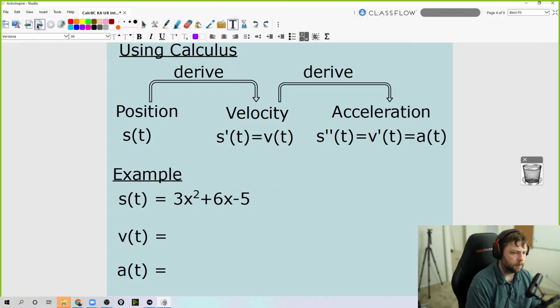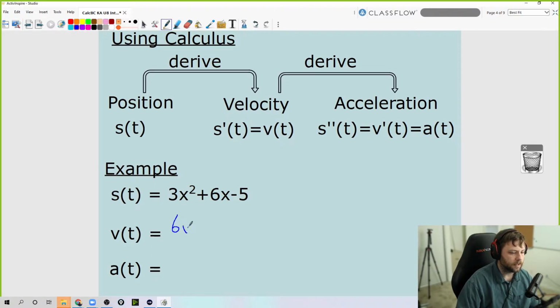And back in the day, we talked about deriving things. The derivative of position is velocity and the derivative of velocity is acceleration. So if we had this problem where my position function was 3x squared plus 6x minus 5, and I asked you to find the others, you would say velocity is just the derivative of that. It's going to be 6x plus 6. And then the acceleration would be the derivative of that. It's going to be 6. All right, we've done that before. We're probably pretty good with that.